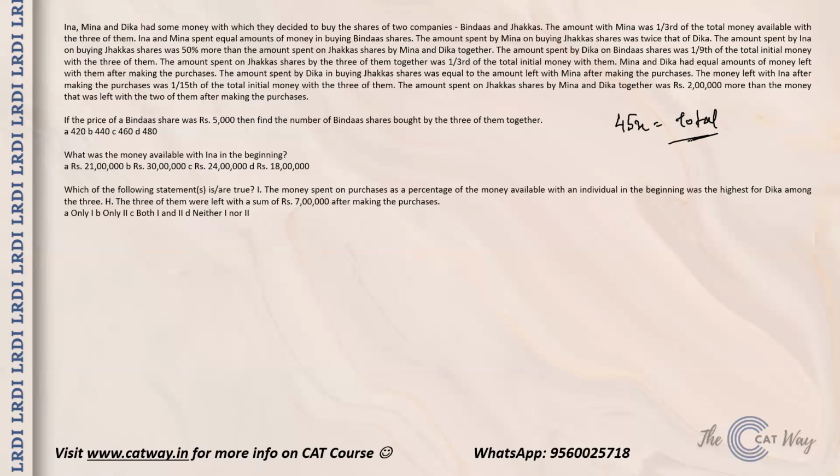Okay. And let's say the amount left with Meena and Dika after making the purchase be rupees y, because they have equal amount remaining with them. Okay. So they have equal money, so they have y rupees left.